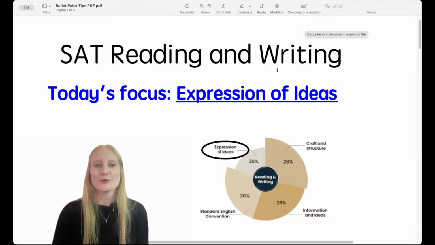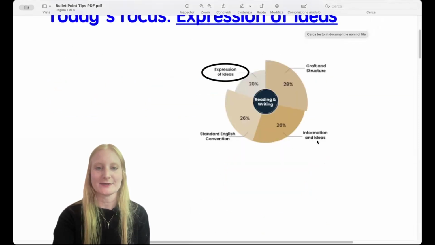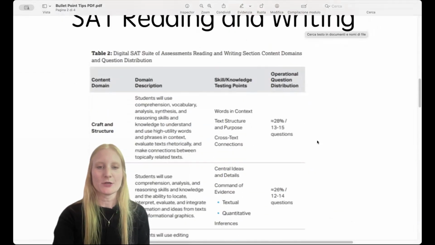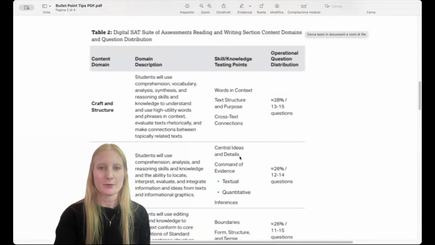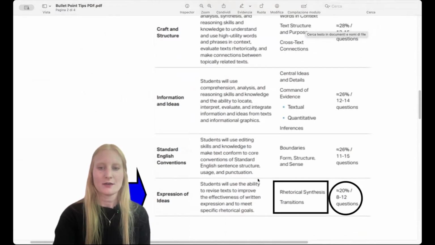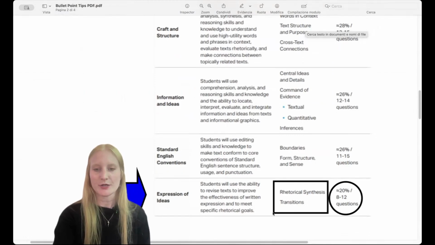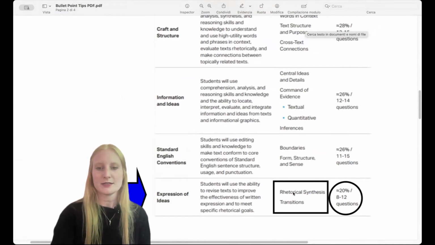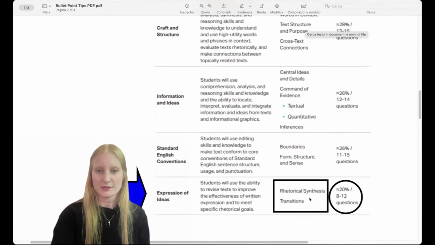For each video, we will discuss a certain aspect of the SAT. Today's focus is expression of ideas. So within expression of ideas, we can go ahead and take a peek here. There are two aspects that we want to look at: rhetorical synthesis and transitions, and these make up about 20% of the questions you'll see in the reading and writing. Today, we're only going to look at rhetorical synthesis.